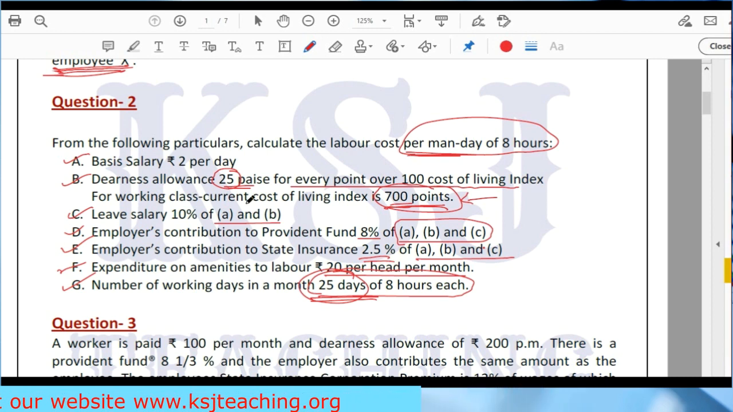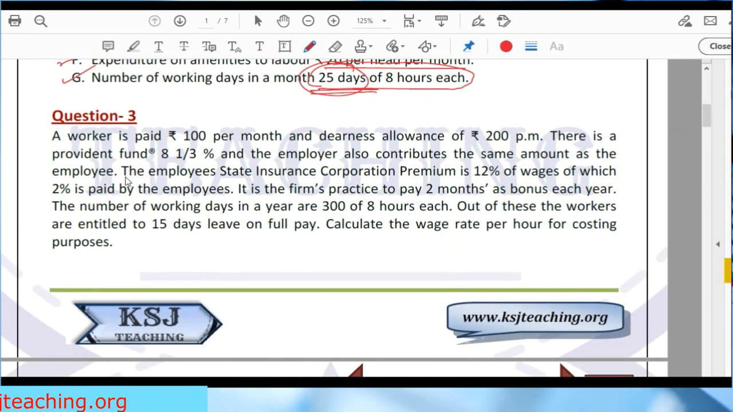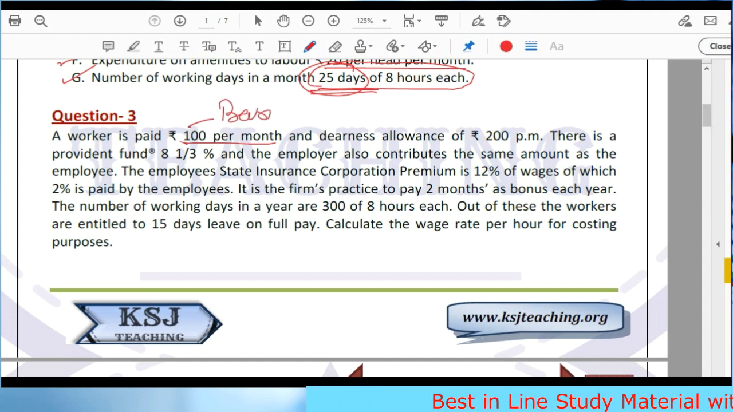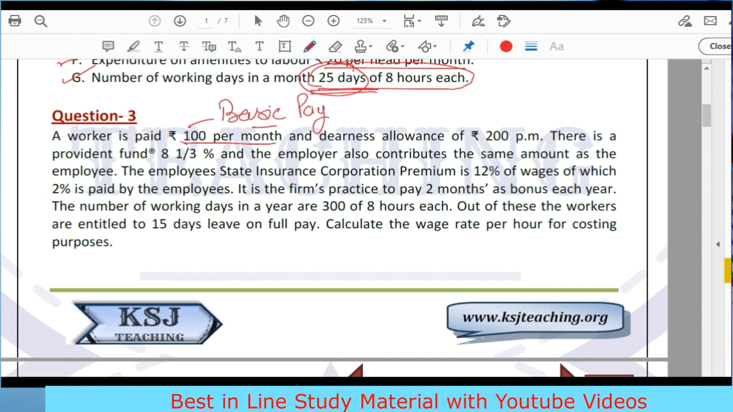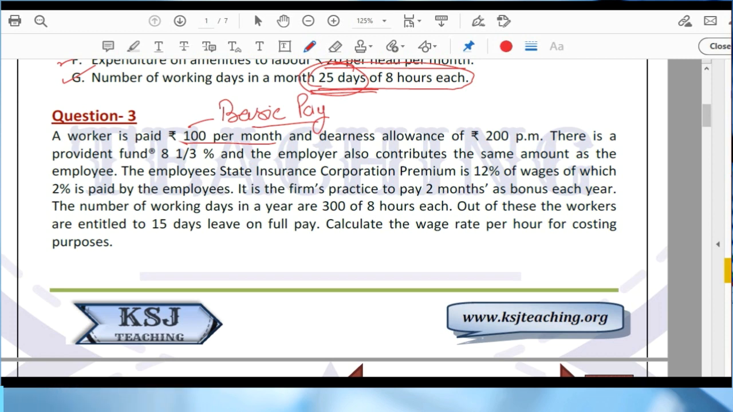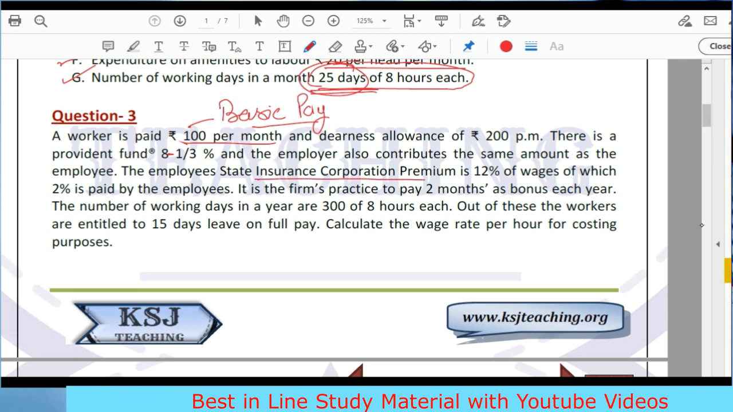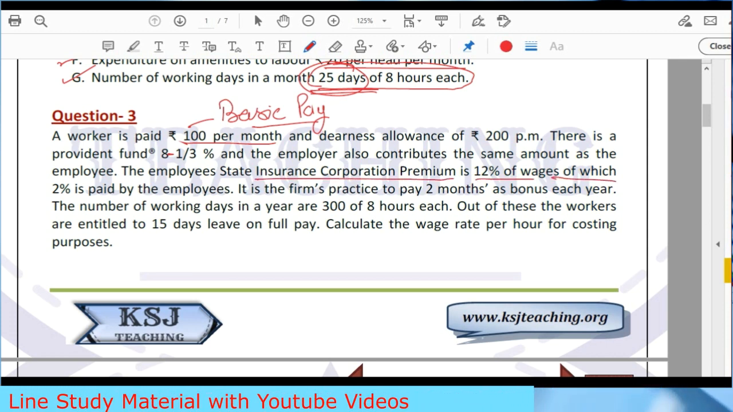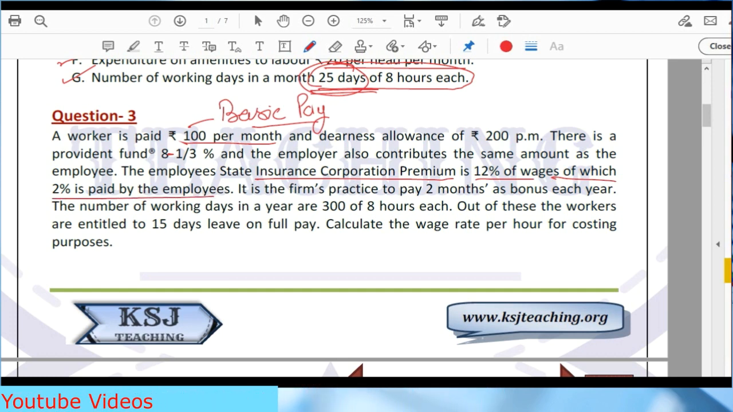Let's move on to question number 3. A worker is paid rupees 100 per month and DA allowance of 200 per month. This 100 per month is the basic pay, right? This is your basic pay. And DA allowance of rupees 200 per month. There is a provident fund at the rate 8 1/3%, and the employer also contributes the same amount as the employee. The employee's state insurance corporation premium is 12% of wages, of which 2% is paid by the employee and 10% is being paid by the employer, right?